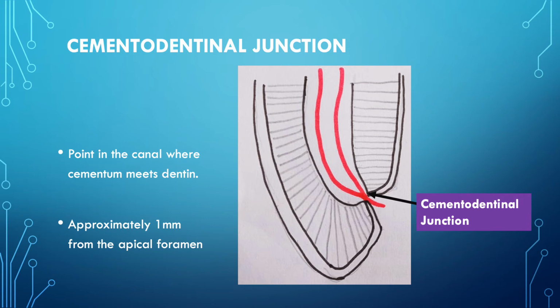It is usually approximately 1 mm from the apical foramen, and it is the point where the cementum meets the dentin. That is known as the cemento-dentinal junction, and it is not at the anatomical apex. That is about the cemento-dentinal junction.